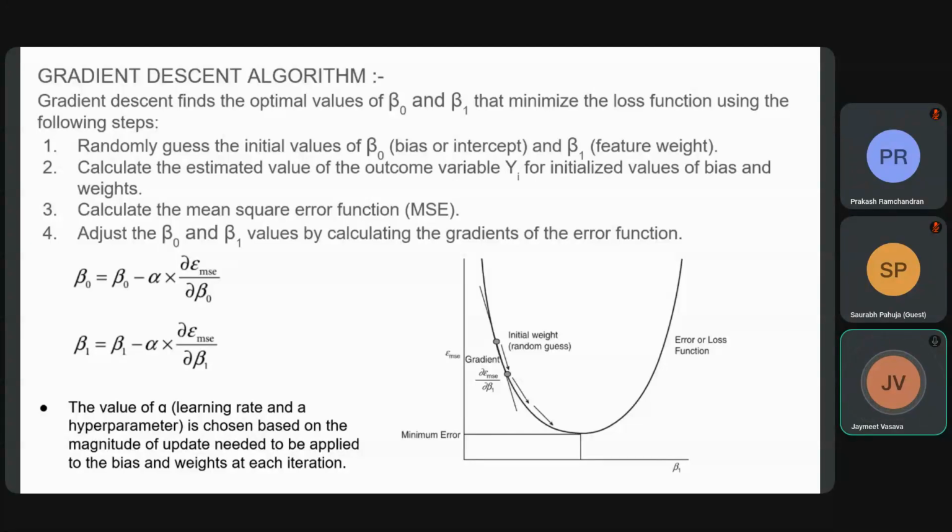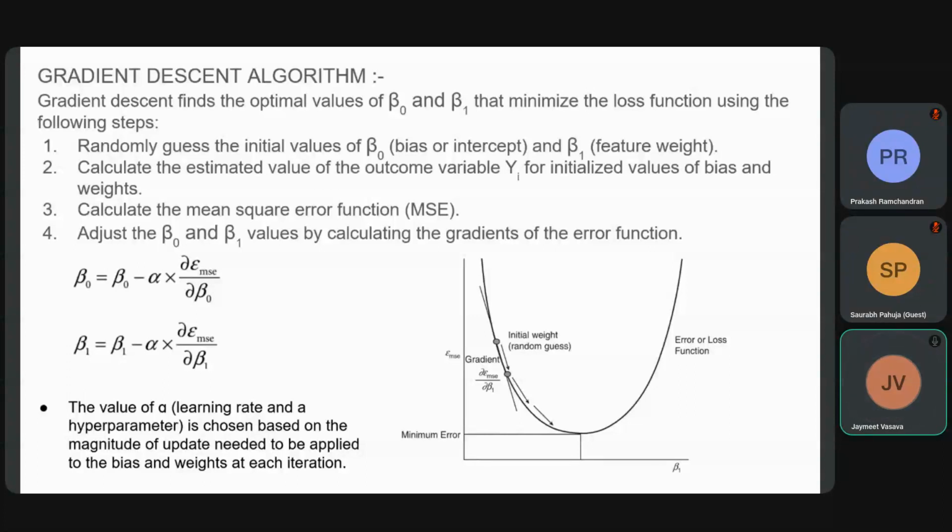Then adjust the values by calculating the gradients of the error function. Now you can see the values that are used for beta 0. There is a new term called alpha. Alpha is nothing but the learning rate. Alpha sets a pace, or rather a speed, for the machine learning model to learn.